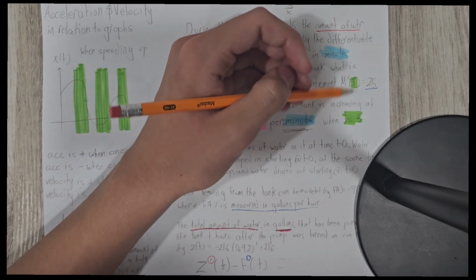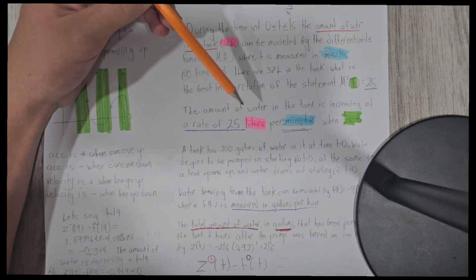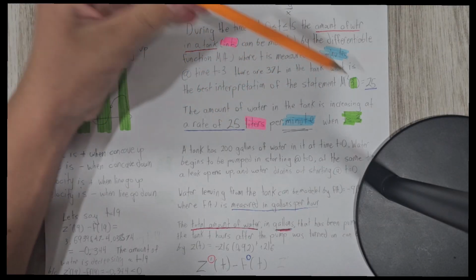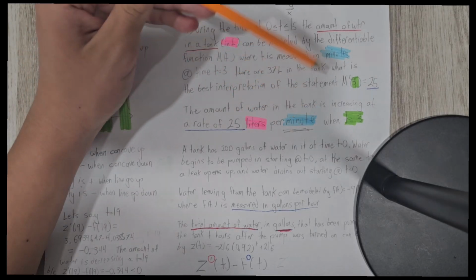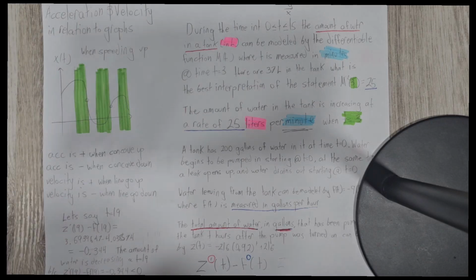So when t equals 3, because m of 3, the amount of water in the tank is increasing at a rate of 25. 25 comes from this. Liters comes from this. Per minute comes from that. So it's very important that you read the equation fully.